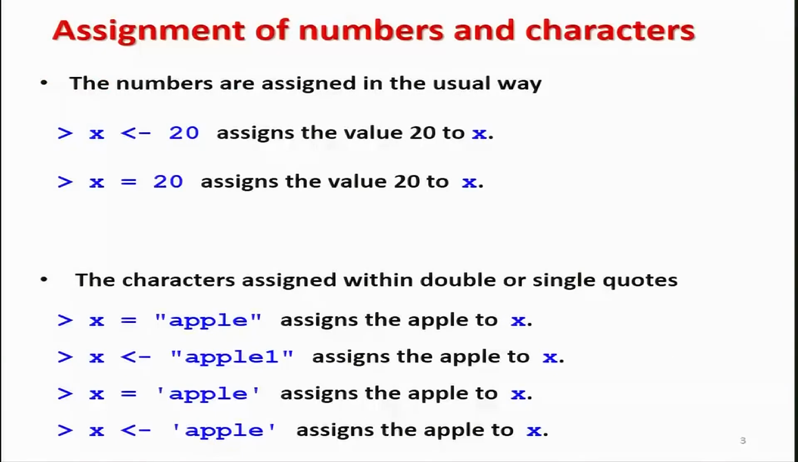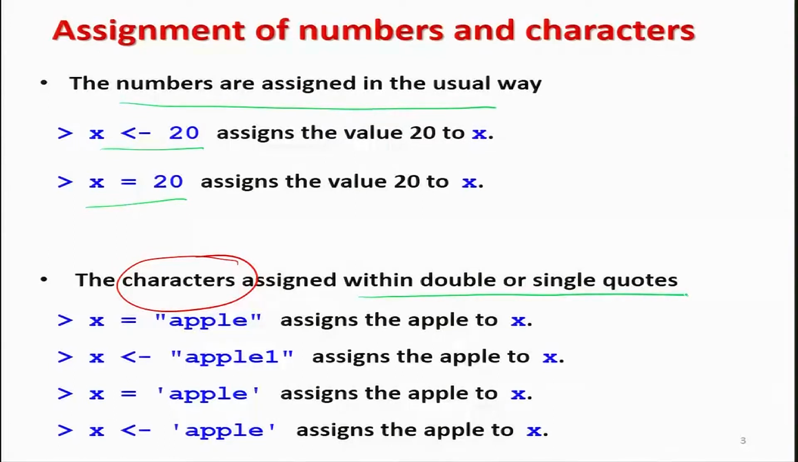Now, when you are trying to assign a value to a variable, there are two types of values: one which are numerical and the other which are characters. The numbers are assigned to any variable in the usual way, as we said x <- 20 or x equal to 20. But when you assign a character or some word or characters to a variable, they have to be assigned within double quotes or within single quotes.